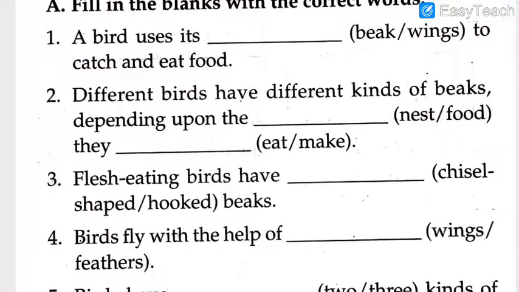Okay, moving on to next question, number 3. Flesh-eating birds have dash beaks. Options are chisel-shaped or hooked. Flesh-eating birds have dash chisel-shaped or hooked beaks. Now you have to recall whatever you have understood and learnt previously in this chapter, or you have to recall the time we solved this worksheet.